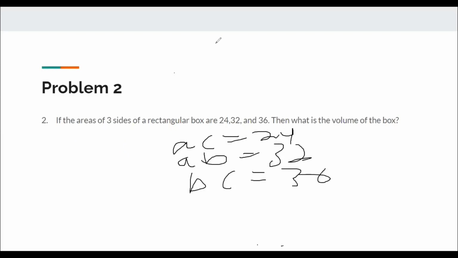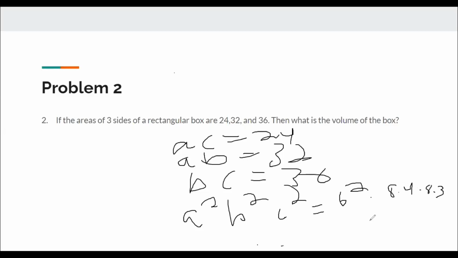So you want to find out what is the volume of the box. You multiply all of them together. So AC times AB times BC. That's going to be A squared, B squared, C squared is equal to 24 times 32 times 36. Or 6 squared times 8 times 4 times 8 times 3 times 3. Or you can say 6 squared times 8 squared times 2 squared times 3.